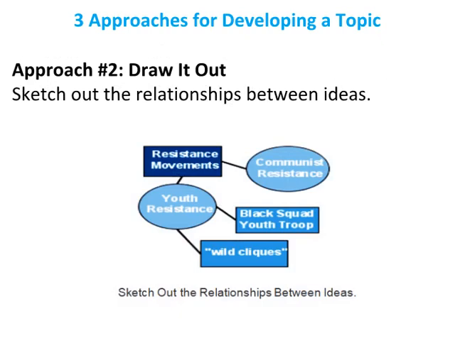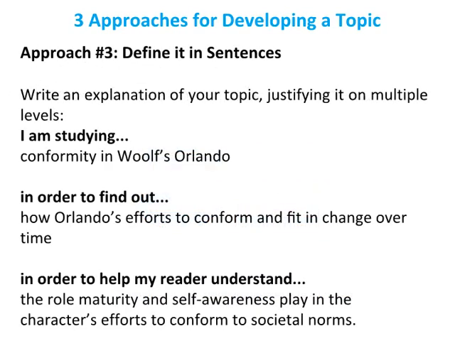The second approach is draw it out. Sketch out the relationships between ideas. This diagram will help how you will connect ideas for your research. The third approach is define the sentence. Write an explanation of your topic, justifying it on multiple levels.